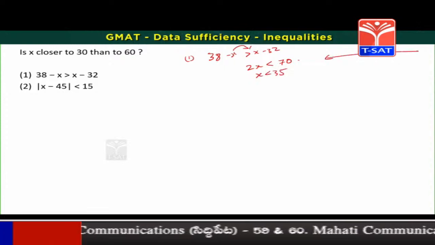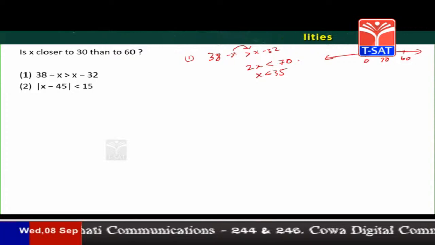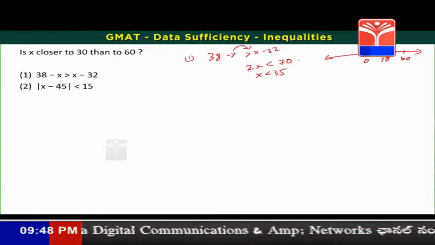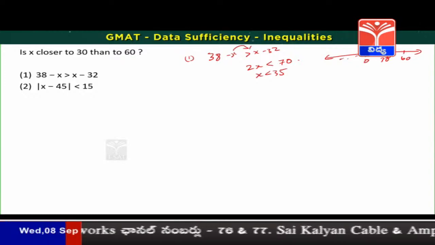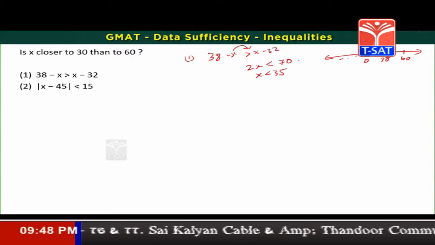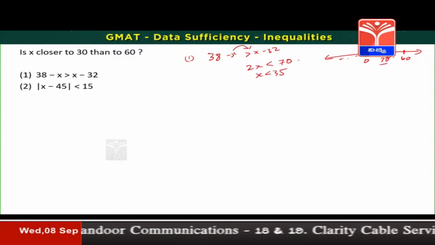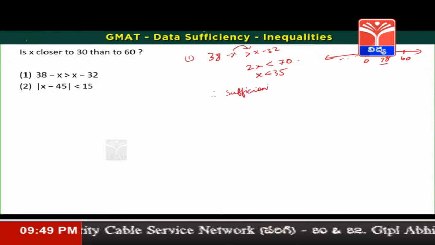Looking at the number line, you want to know whether x is closer to 30 or to 60, and it is always less than 35. So x will lie anywhere less than 35 in this area. Definitely its distance from 30 will always be less than its distance from 60. Therefore, it is closer to 30 for sure. So this option alone is sufficient to answer the question.